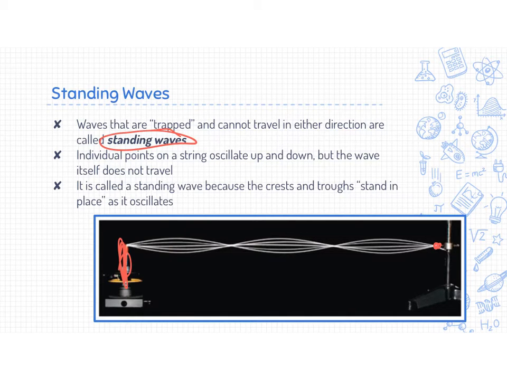Now, individual points on the string, you can see in this picture right here, they're moving up and down, right? So it's not that it's not moving, but it's moving so fast that we see it as this standing wave. And there's this nice little pattern here that tends to give us this shape. It's called a standing wave because the crests, which are at the top, and the troughs, which are at the bottom, appear to stand in place as it oscillates back and forth or up and down.